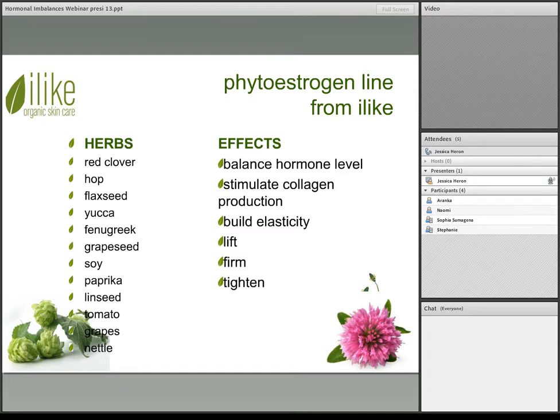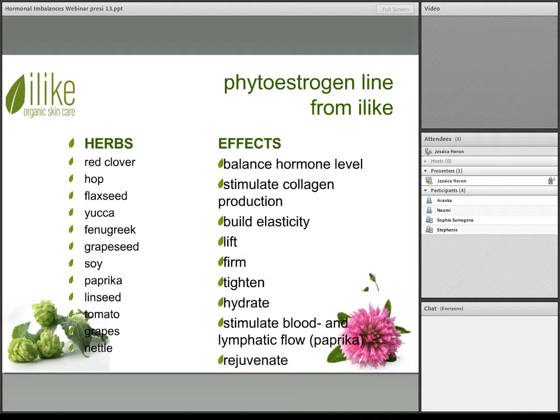What I like to say about these products in our phytoestrogen line from Ilike is that these are some of the most lifting, the most firming, and the most tightening products in the line. And they really give instant and immediate results. They also hydrate the skin and also stimulate blood and lymphatic flow with paprika. So paprika is also a source of estrogen that can help in detoxification as well. And also, of course, to help in rejuvenating the skin. So let's take a look at the skin types that we're addressing with this line.